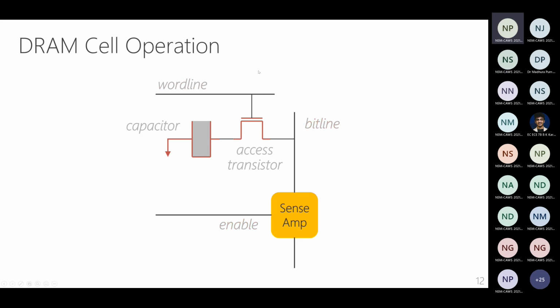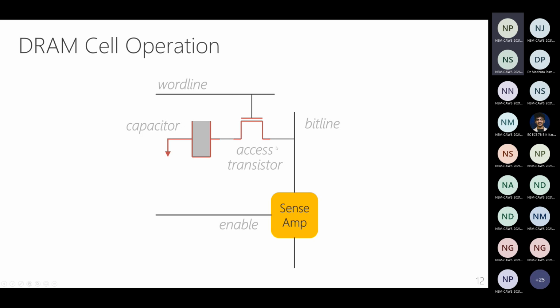Now let's see how we can use this operation to transfer the state of the capacitor to the sense amplifier. The capacitor has two states: it can be either fully charged or fully discharged. The sense amplifier has two states, the one state or the zero state.